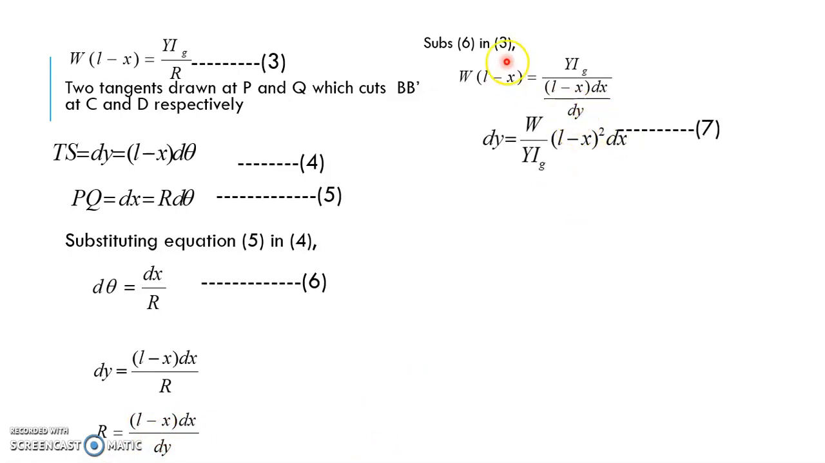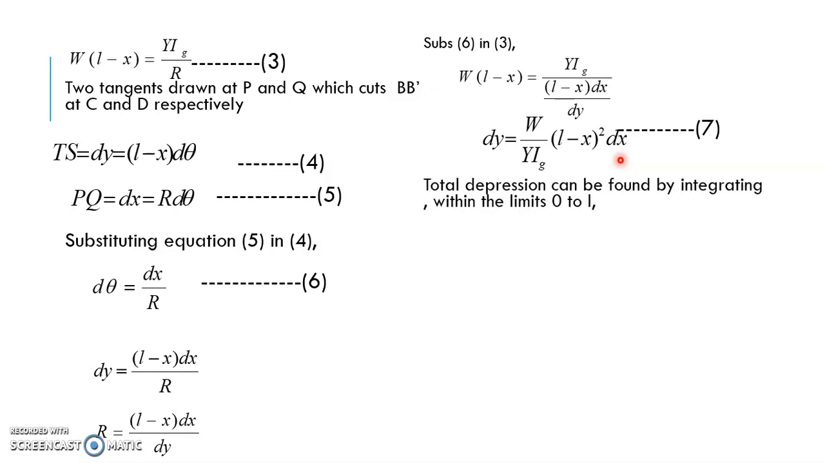We cross multiply. dy is equal to W by Y Ig into L minus x into L minus x, equal to L minus x whole square, into dx. Therefore, dy is equal to W by Y Ig into L minus x whole square dx. That is equation 7. This is a small depression dy. For the whole of the beam, we can integrate equation 7 with the limits 0 to L, because the length of the beam is L.